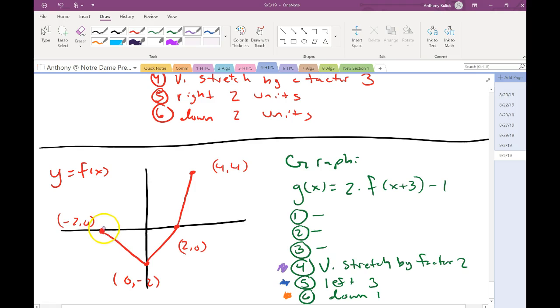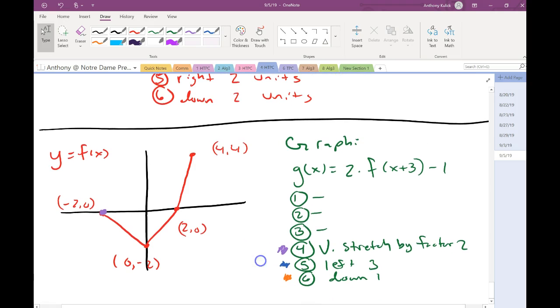Thanks. So when I multiply the y coordinate of -2, 0 by 2, I just get -2, 0. Nothing changed. The next one I get 0, -4. The next one, nothing changed. And then this last one I get 4, 8. Everybody okay there?